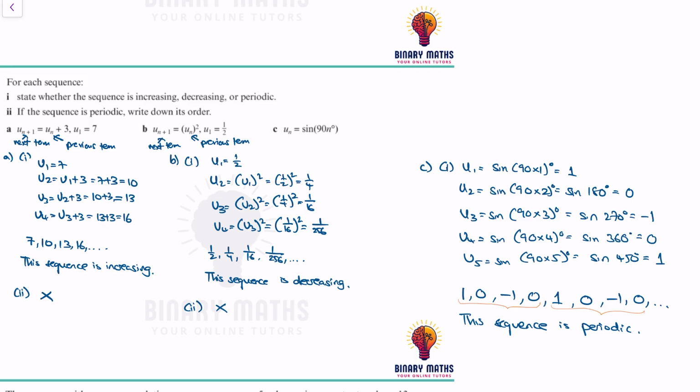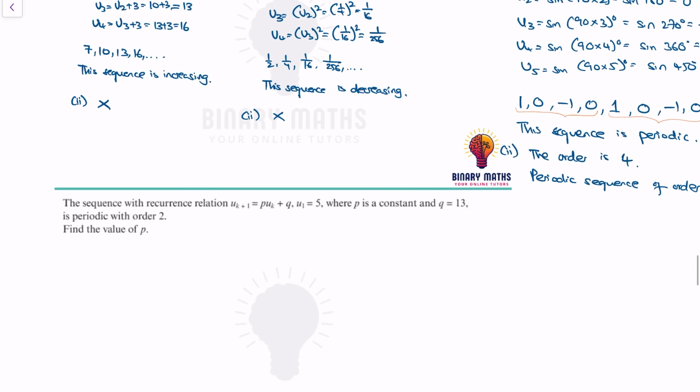So part 2. If the sequence is periodic, write down its order. How many numbers are there in each period? There's 4. So the order is 4. Or you can say periodic sequence of order 4. Okay, next question.